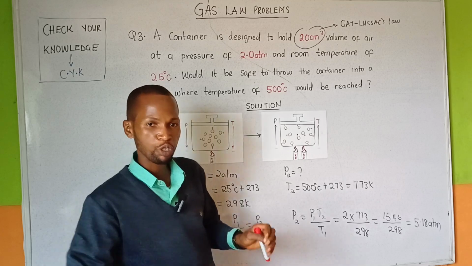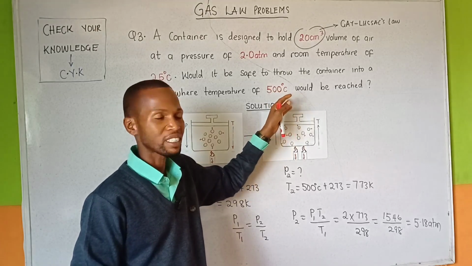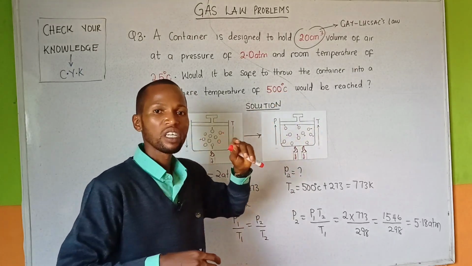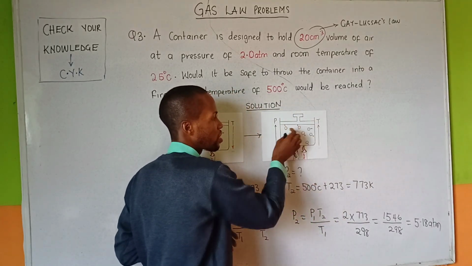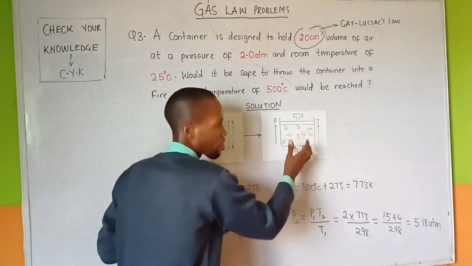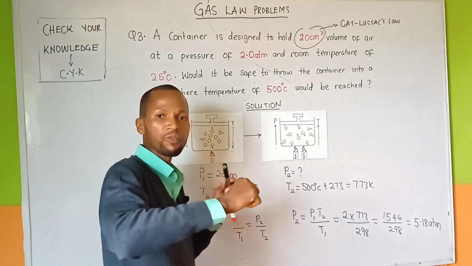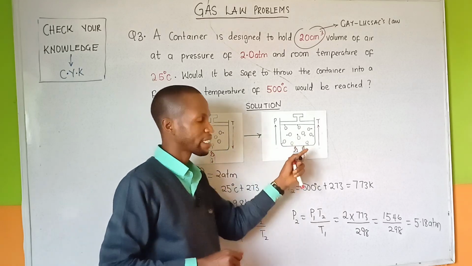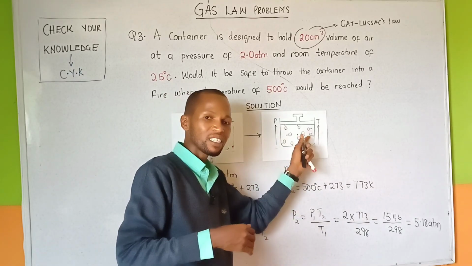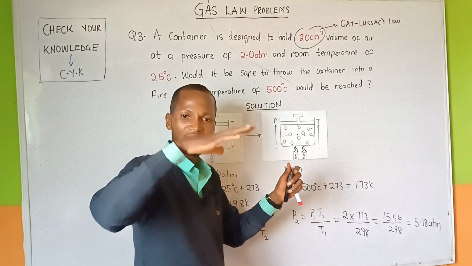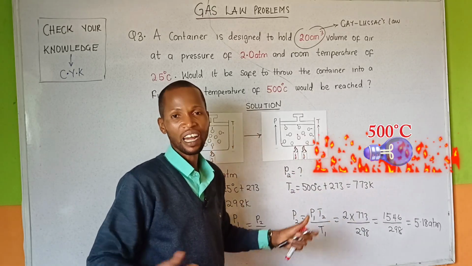So it will not be safe to throw the container into a fire that is burning at this temperature, 500 degrees Celsius, because the molecules of gas in the container will continue to collide vigorously with the wall. Okay, and it is not safe for the container. Why? At low temperature, the collision rate of those gas molecules is low. At high temperature, it increases. Remember, the volume is kept constant. So that shows that at this condition, when the temperature is increased, the gas molecules have been compressed in that state. So they tend to find their way out. It can result into explosion.